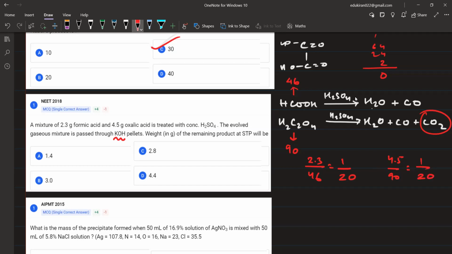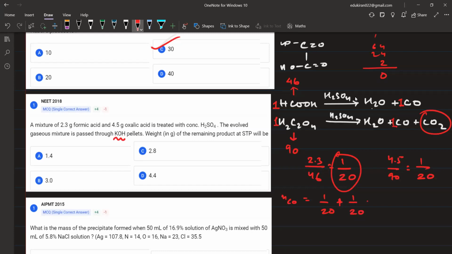Okay, so 1 mole of HCOOH is going to give you 1 mole of carbon monoxide. 1 mole of H2C2O4 is also going to give you 1 mole of carbon monoxide. So 1/20 moles of HCOOH is also going to give you 1/20. So number of moles of carbon monoxide that you are going to get from formic acid will be 1/20 plus number of moles of carbon monoxide you are going to get from oxalic acid will also be 1/20.